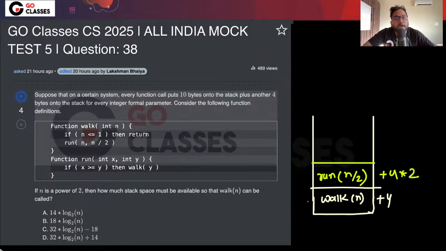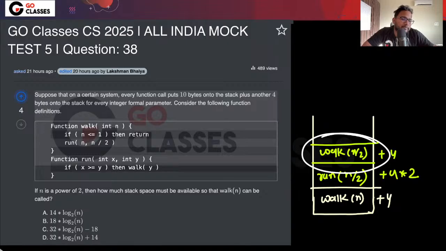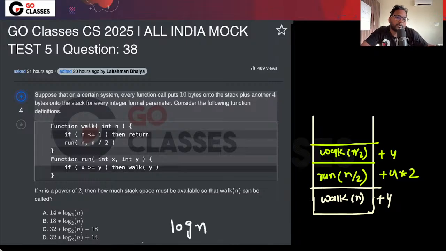Now walk again with n by 2, and then 4. So basically walk will be called log n times, right? Walk will be log n times, and similarly run will also be approximately log n times. So walk will be log n times, and each walk is taking, sorry, each walk is taking 10. Is this fine to everyone? Let me know.